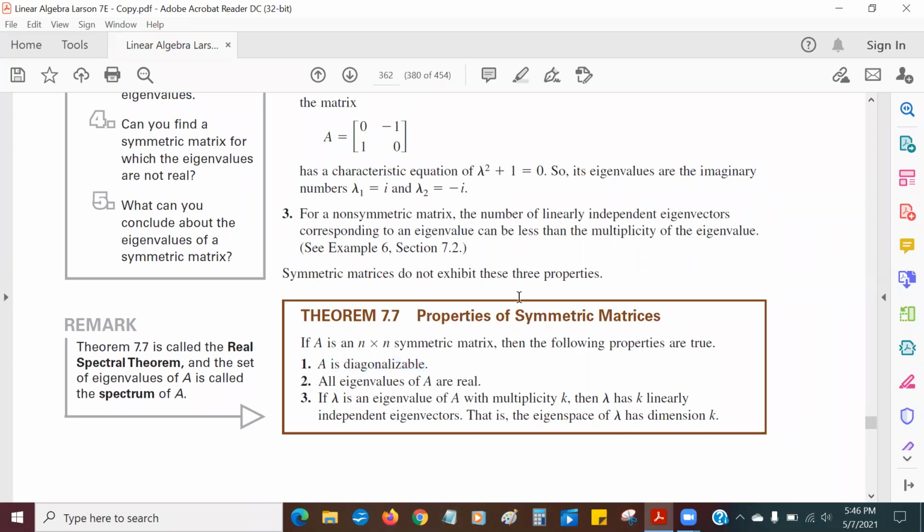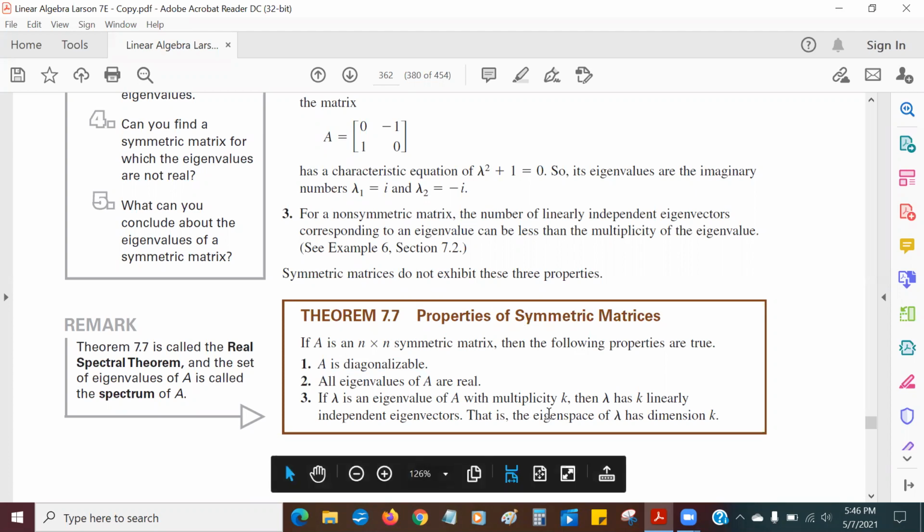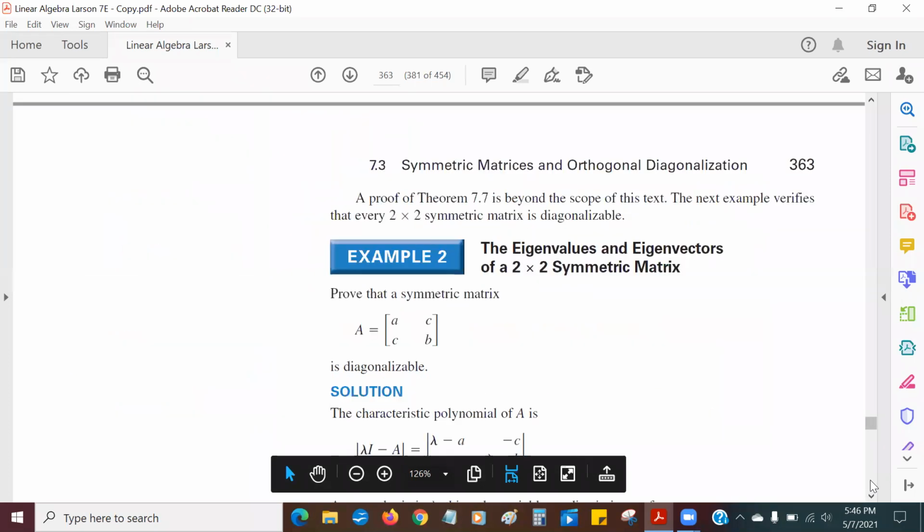But anyway, all the eigenvalues of A are real. None will be imaginary. And if lambda is an eigenvalue of A with multiplicity k, then lambda has k linearly independent eigenvectors. That is, the eigenspace of lambda has dimension k. These are fabulously important theorems. It's called the real spectral theorem. And we're not going to prove it all. We're just going to prove part of it today. And that's what we're going to do really in this chapter.